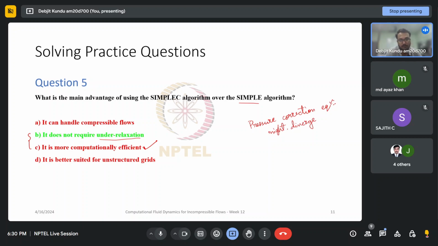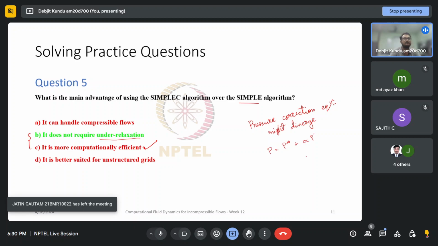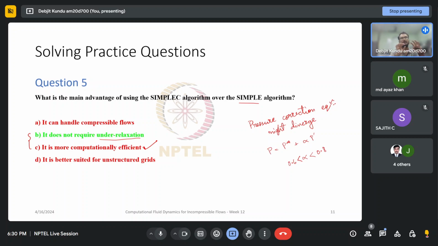In order to not allow that, one of the simple fixes which is put in is that, while adding the correction, a number smaller than 1 is put in. So alpha is the under relaxation factor, which is usually kept between 0.6 and 0.8. So this slows down the convergence while preventing divergence. So this is one smart way of tackling this issue.